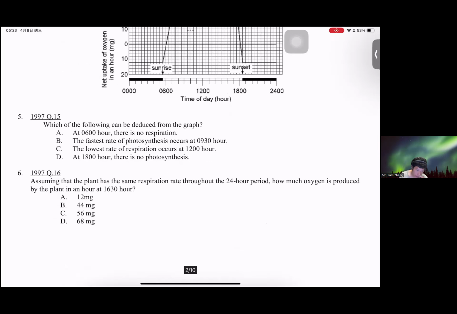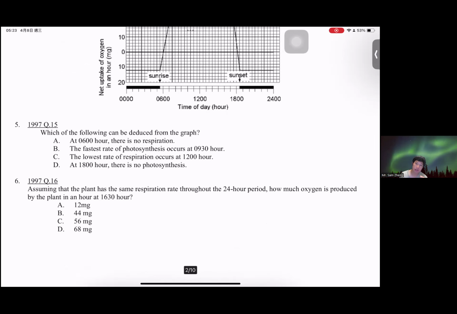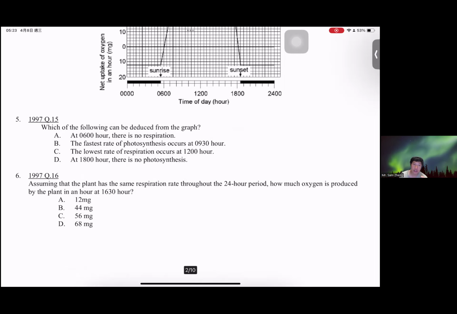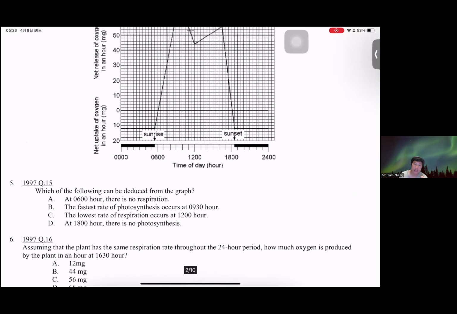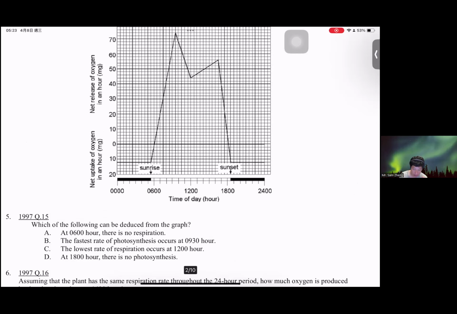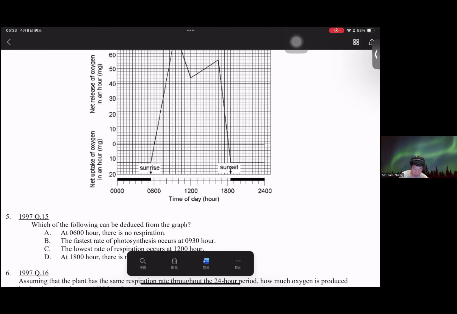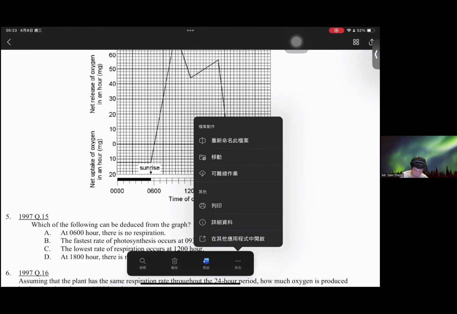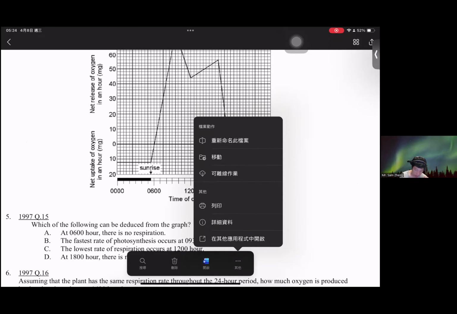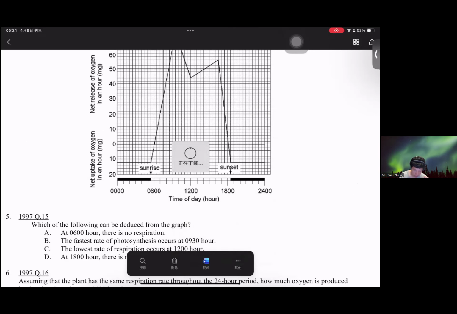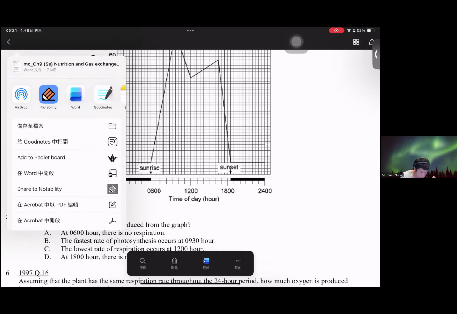Next, assuming the plant has the same respiration rate throughout the 24-hour period, how much oxygen is produced by the plant in an hour at 1630? In this case, 1630 over here would be just slightly before, sorry, maybe my bad.